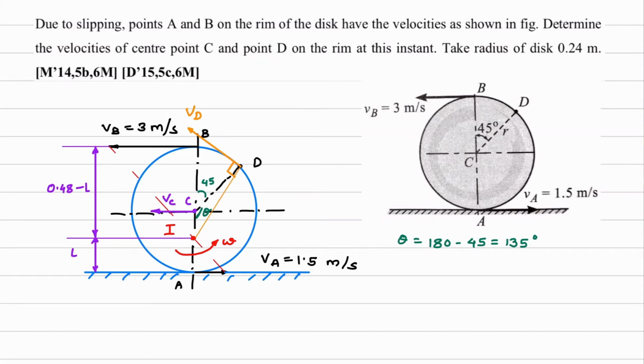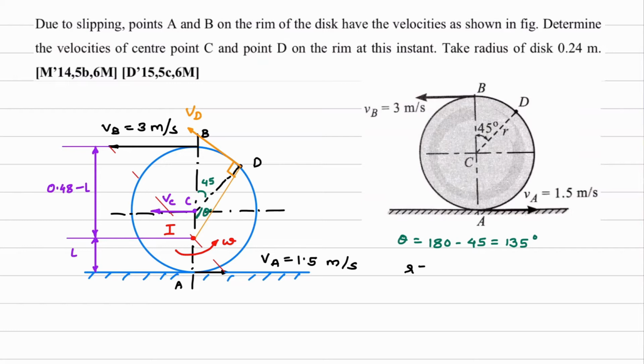Now based on this, we have to find the velocity of point C and the velocity of point D. So we have to join ID over here, and we have to find this ID value, and this IC value. Now in order to find this IC value, I have noted some distances over here. Distance IA I have denoted by small l. So what will be this remaining distance? We will see the data. Radius is given as 0.24.